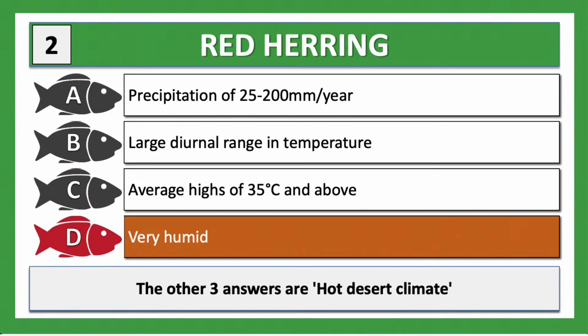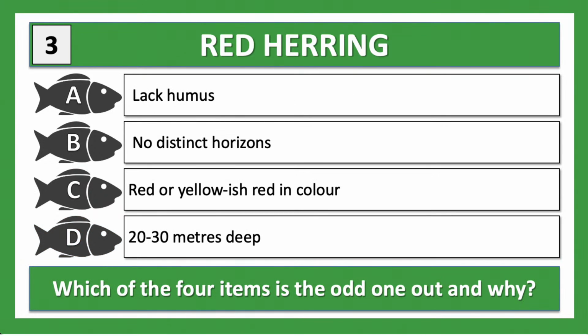Okay, number 3. This one, we have A, B, C, and D. One of these is the odd one out. A, lack humus, B, no distinct horizons, C, red or yellowish red in colour, D, 20 to 30 metres deep. Read those carefully. Have a think which one of these is going to be the odd one out. This is question 3. One of them is the odd one out.